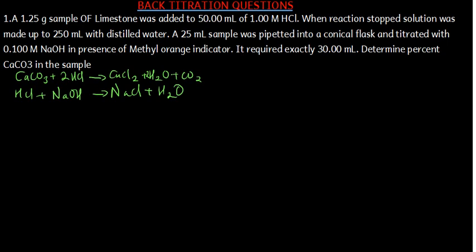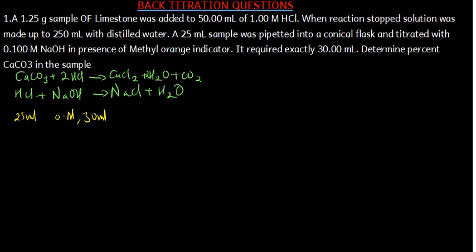When the first reaction occurred, calcium carbonate reacted with 2 moles of hydrochloric acid. The hydrochloric acid is in excess. That is why we can see it in the first reaction. So when the first reaction occurred, a 25 milliliter sample was taken from that. Now this 25 milliliter sample, we reacted with 0.1 molar sodium hydroxide, and it required exactly 30 milliliters. That 30 milliliters is the volume of sodium hydroxide that we used.